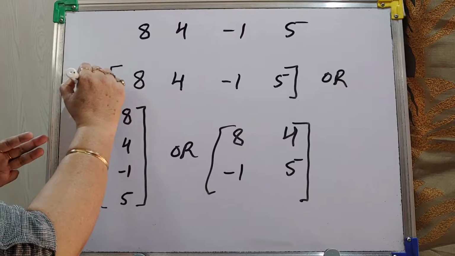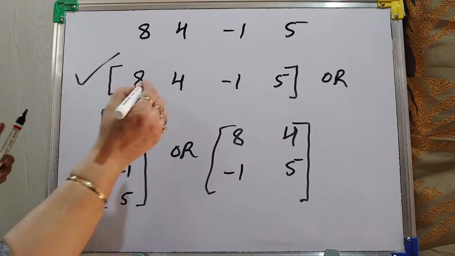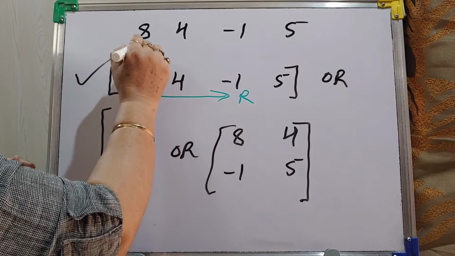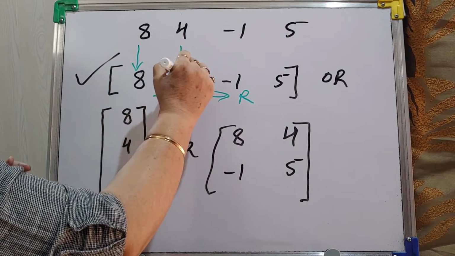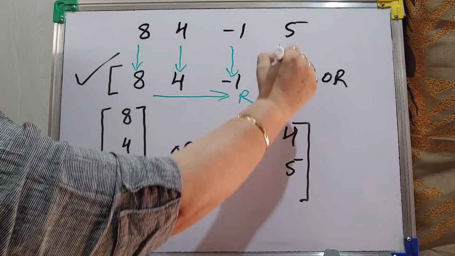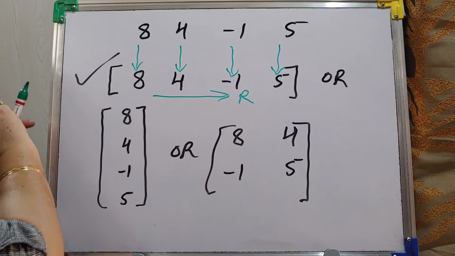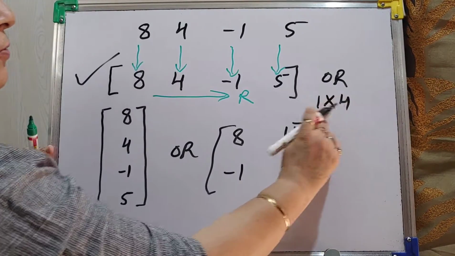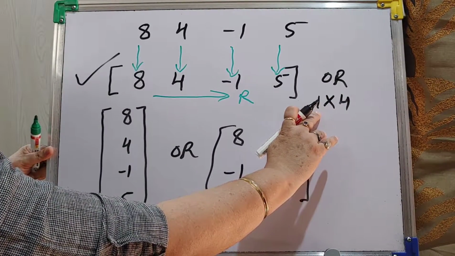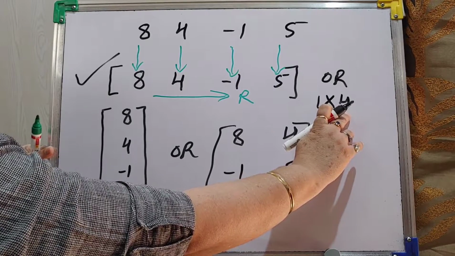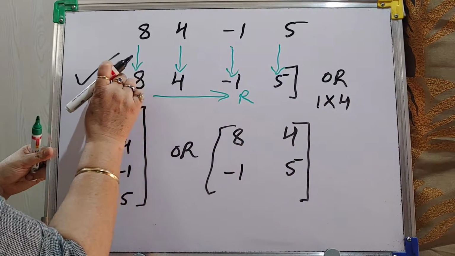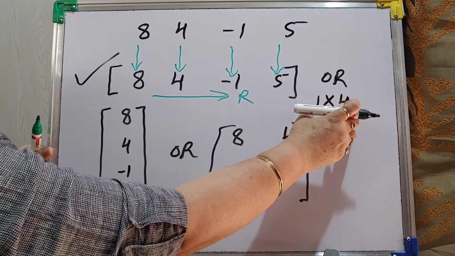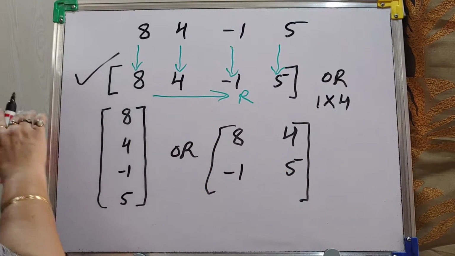When I arrange according to this form, there is one row and 1, 2, 3, 4 columns. So the order of this matrix is 1 by 4. The first number indicates the number of rows. The second number indicates the number of columns. So according to this arrangement, there is 1 row and 4 columns. That's why the order is 1 by 4.